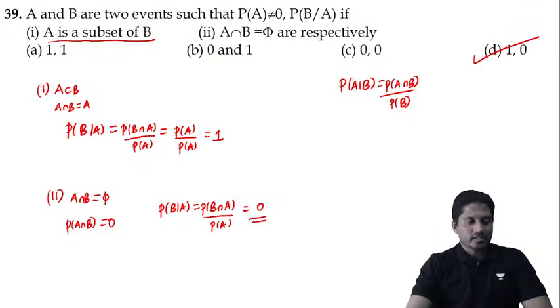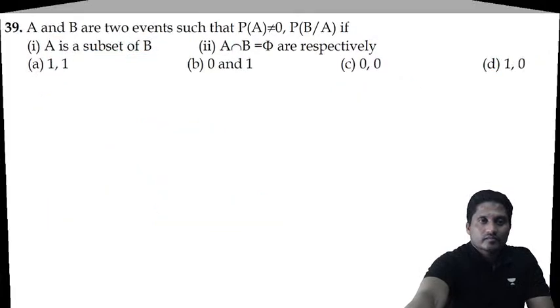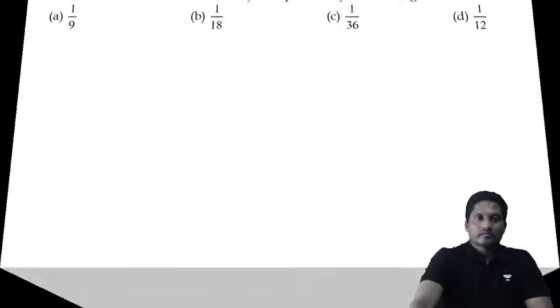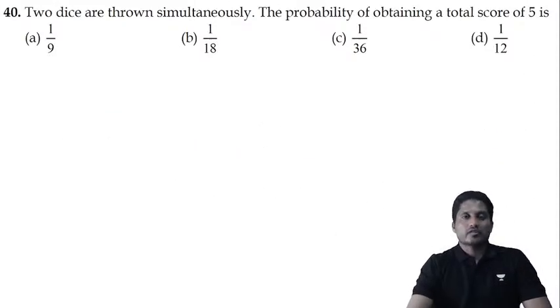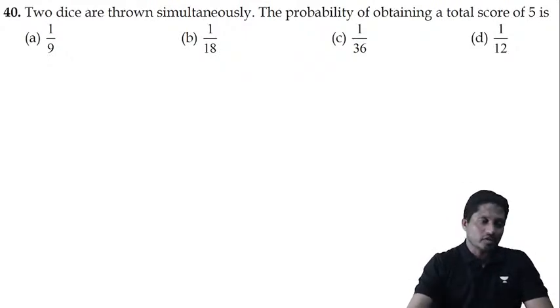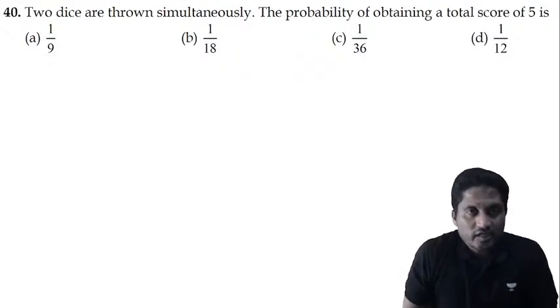Alright, let's move to the next question. Two dice are thrown simultaneously. The probability of obtaining a total score of 5. I'll teach you the shortcut for this. It is a very useful shortcut, so follow carefully. First, I'll do the normal method.